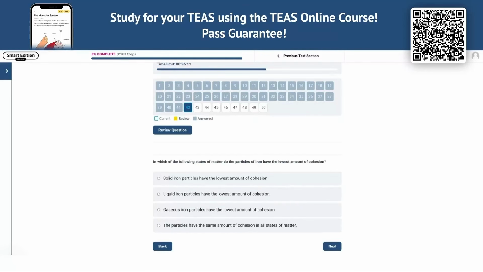So this question is very simple. It sounds harder because it's basically trying to add a false sense of difficulty by having you think that iron might be different than anything else. So iron is no different from water. So the correct answer here is actually going to be C. The gaseous iron particles have the lowest amount of cohesion, and that's because all gas particles have the lowest amount of cohesion. That's not specific to iron. That's just specific to gas particles.